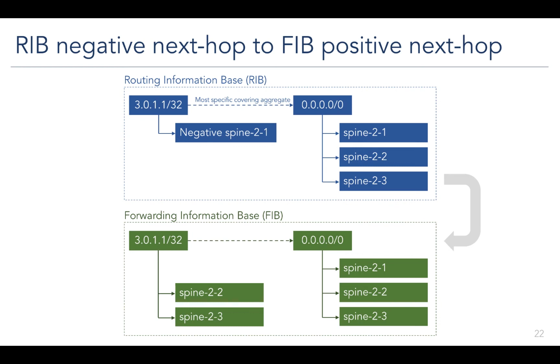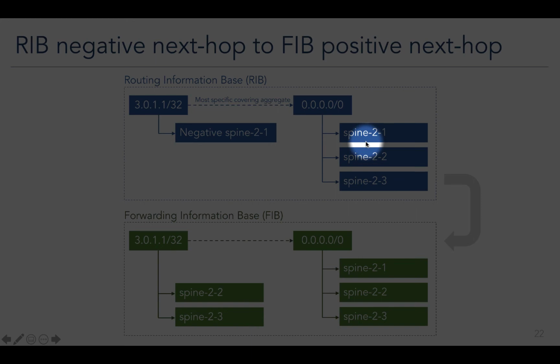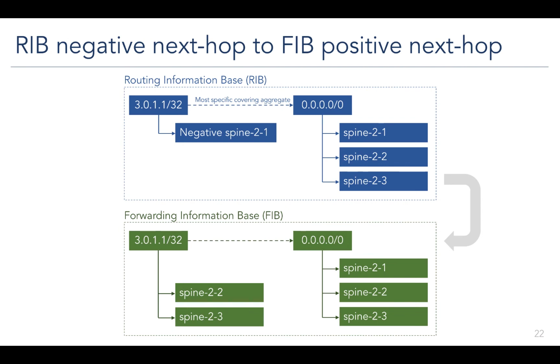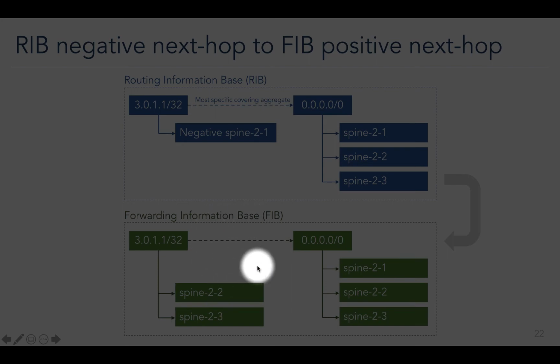How that happens is explained in this diagram here. Rift looks for the most specific covering aggregate of the negative prefix. Typically, as in this example, it will find the default route. That covering aggregate represents the best path available to the negative prefix. We take the positive next hops of that aggregate and subtract from it the negative next hop of the negative prefix. So we end up with a subset of the next hops of the covering aggregate. Those next hops are installed into the forwarding table, as is shown in the green part of the diagram here.